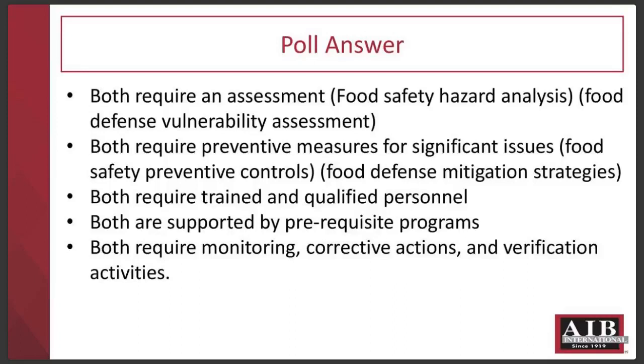Both of them require some preventative measures for those significant issues we identified during those risk assessments or hazard analysis. For the food safety plan, we call those preventative controls or critical control points underneath the HACCP requirements. For the food defense plan, we call those mitigation strategies. Both plans require these things to be conducted by trained and qualified personnel. Both are supported by prerequisite programs, like somebody mentioned, secured perimeter. That's a good prerequisite program for food defense. And, say, washing hands after we go on break is a good prerequisite for the food safety plan.